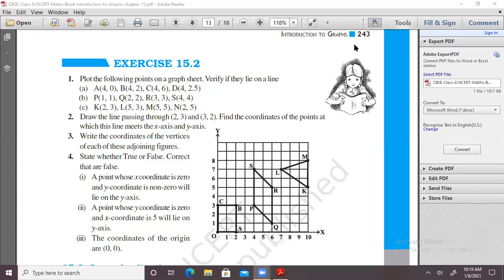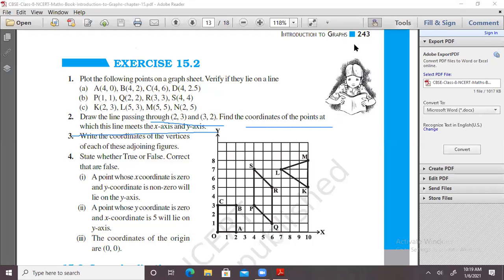Now second question is, draw the line passing through 2 3 and 3 2 and find the coordinates of the points at which this line meets the x-axis and y-axis. आपको दो पॉइंट को ज्वाइन करना है 2 3 एंड 3 2. उसके बाद आपको कोऑर्डिनेट्स फाइंड आउट करनी है कि जो लाइन आपके पास आएगी वो एक्स एक्सिस और वाई एक्सिस पे कहाँ मीट करती है.